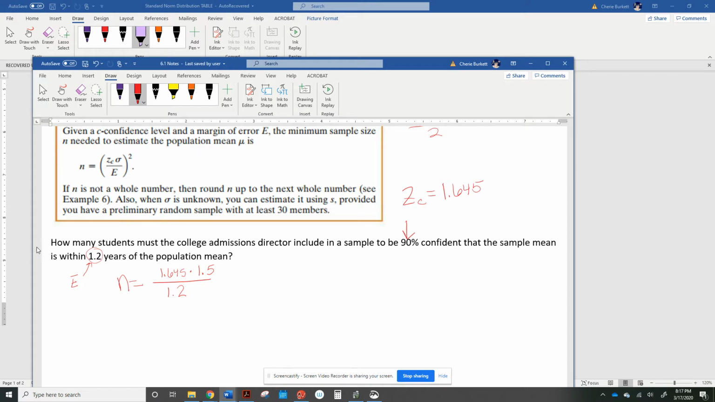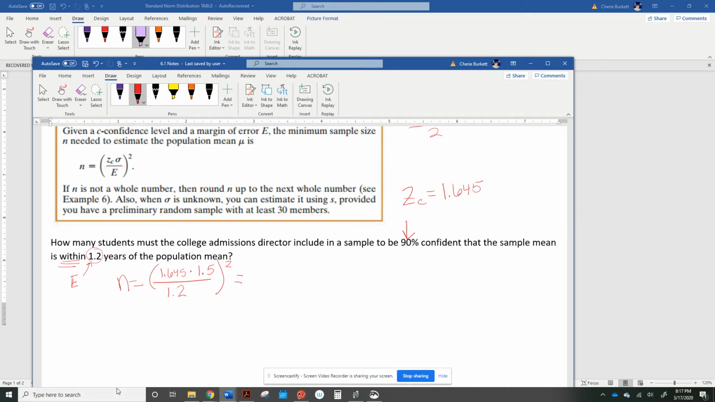And then it says to have a sample mean that is within 1.2 years. So that word within right there, that's the key word for the margin of error. So it's saying, okay, I want it to be 1.2 years is going to be as wrong as I'm willing to be. So that's the margin of error. You put all of that in parentheses and then you square it.